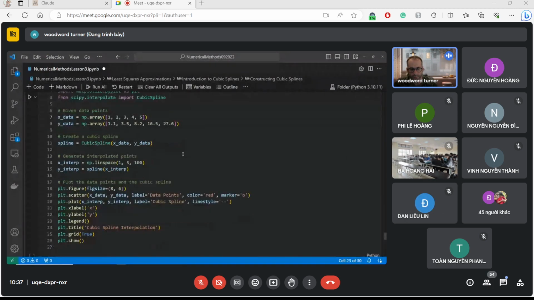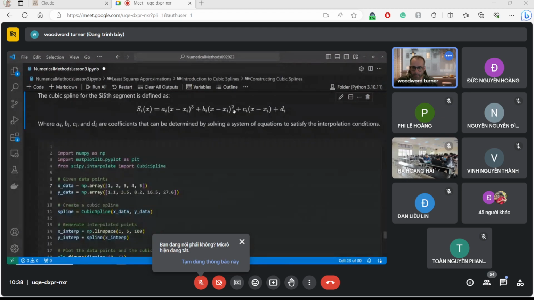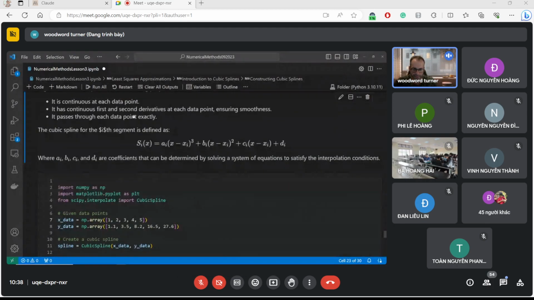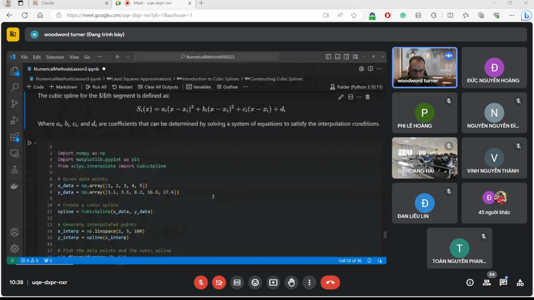So the spline, what it does is I can give as input the X data and the Y data, and it will create the spline. And the way that it does that is it just solves the system of equations that we get from this equation here, and it finds the best A, B, and C for each piece of the spline that allows us to have all of these conditions satisfied. So that's what we're looking at here.